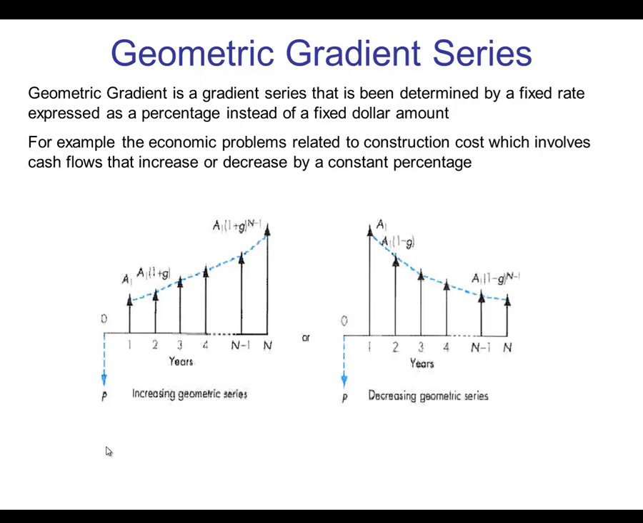The constant percentage will be 1 plus g, and in this case it's lowercase g. So the gradient percentage, we refer to it as lowercase g, and it will be calculated as 1 plus g, which is like an interest, to the power 1, to the power 2, to the power 3, all the way to the power n periods of time. And that's of course showing the increase or decrease in the amount.